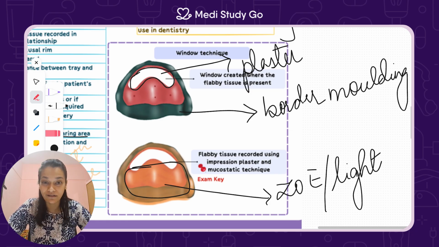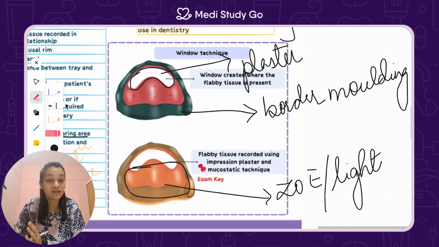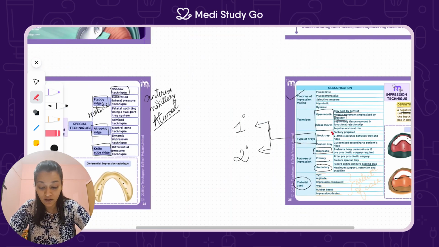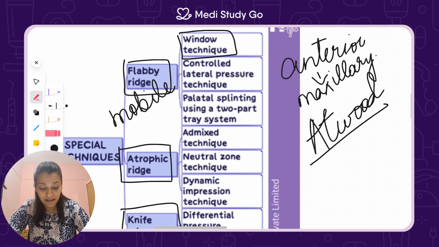So what did you do here? You recorded the flabby tissues as mucostatic without applying any sort of pressure, but at the same time you applied selective pressure onto the other areas. That is the posterior ridge, the palate, the posterior palatal seal area, everything was recorded as if we had a firm and resilient tissue. So this is your window technique to record your flabby tissues.